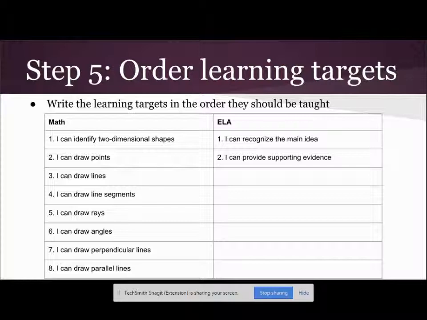Let's look at the math and ELA examples again. Remember, standards answer the question, where am I going in my learning? While the learning targets show students the path to get there. So when I look at my math, I can see step by step the skills and concepts that need to be taught in that order.